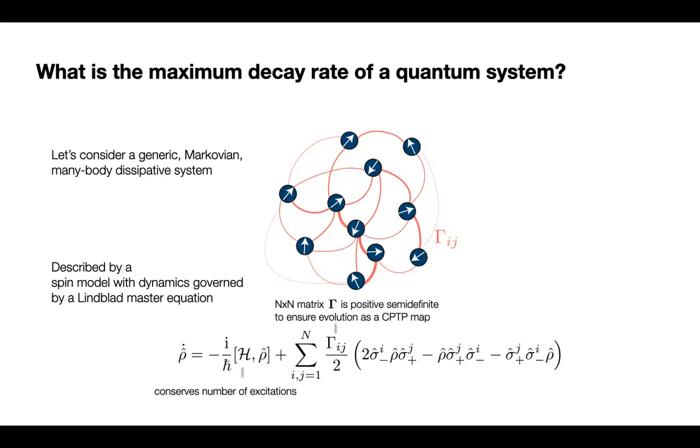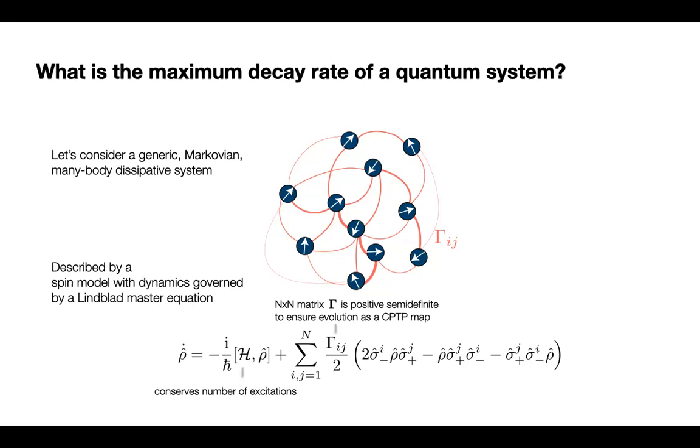And this dissipation is collective, as it depends on particle i and particle j. The dissipative couplings between particle i and particle j are given by gamma ij, which I can build as an n-by-n matrix that tells me how these particles dissipatively talk to each other. The only constraint I need to put on this matrix is that it is positive semi-definite, and this is just to generate a completely positive trace-preserving dynamics.